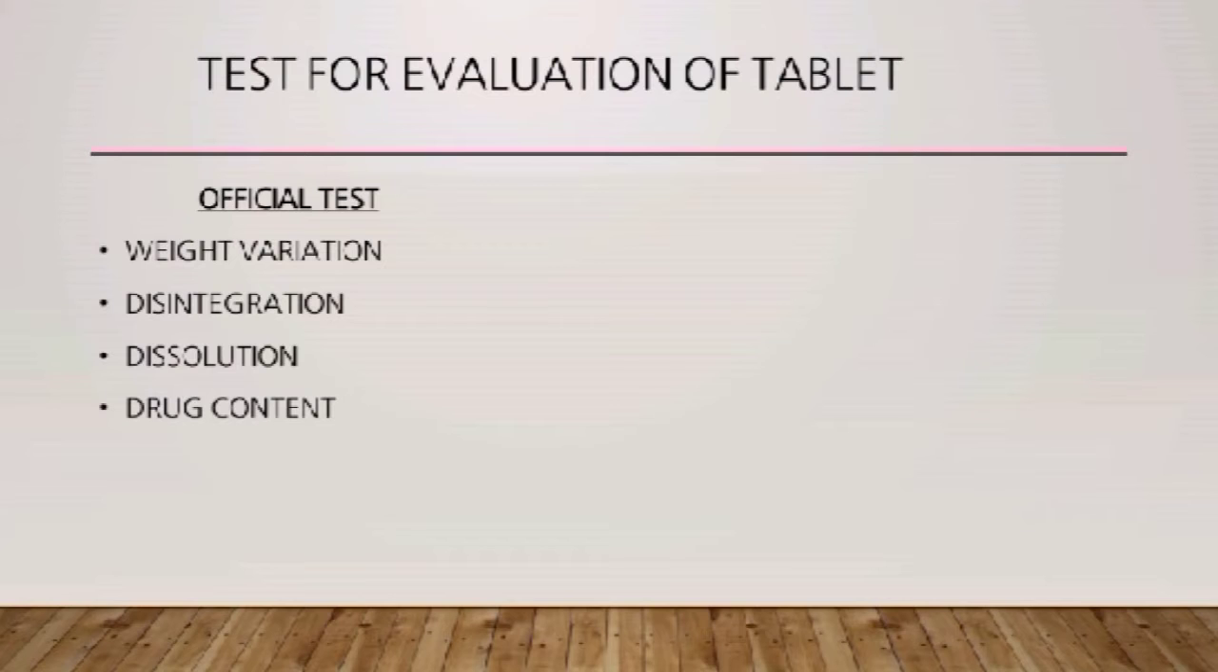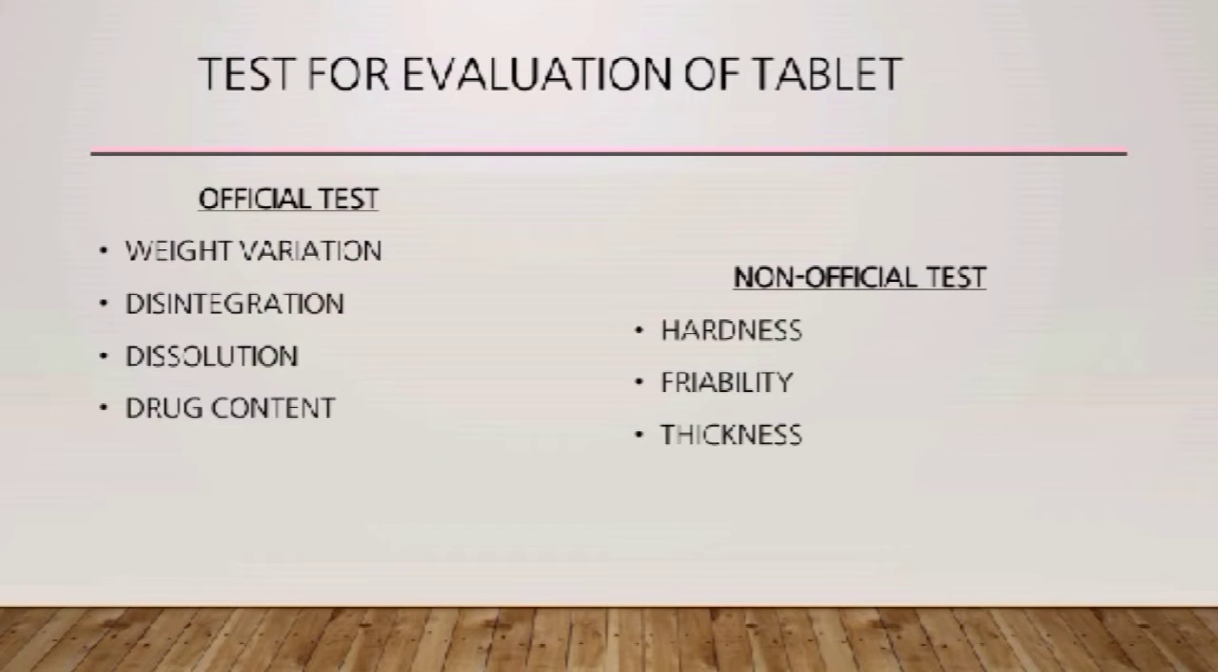It is broadly divided into two categories: first is official test and second is unofficial test. The official tests include weight variation test, disintegration test, dissolution test and drug content. The non-official tests include hardness, friability and thickness. In this video, I am only covering the friability test with a short description that is easy to understand, so the video will not get much lengthened.